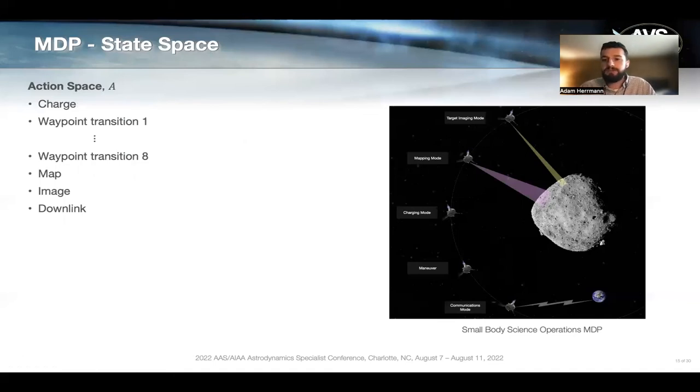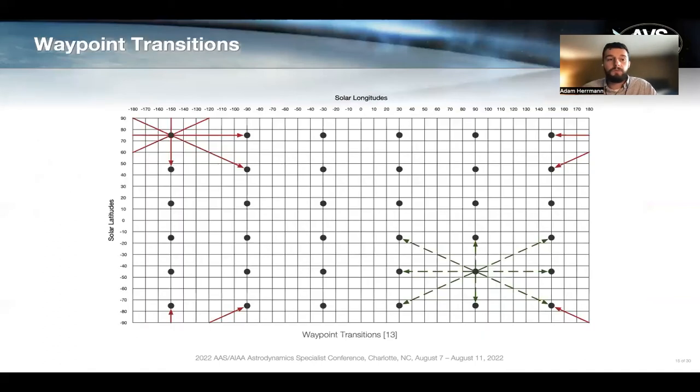So for the action space, we have a few different modes. We have a spacecraft charging mode. We also include 8 waypoint transitions. So we have 36 waypoints in total. The spacecraft can only maneuver to neighboring waypoints. And then we have mapping modes, imaging modes, and a downlink mode.